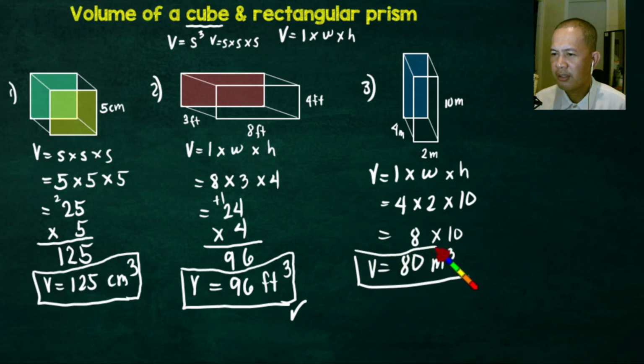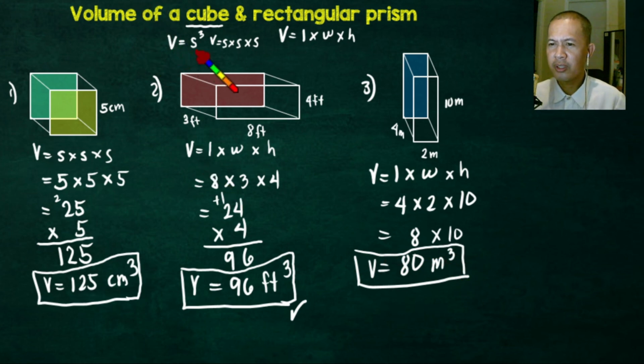That is how we find the volume of a cube with the formula V is equal to S cube, or V is equal to S times S times S. And for a rectangular prism, we're going to use the formula V, or volume, is equal to length times width times height.